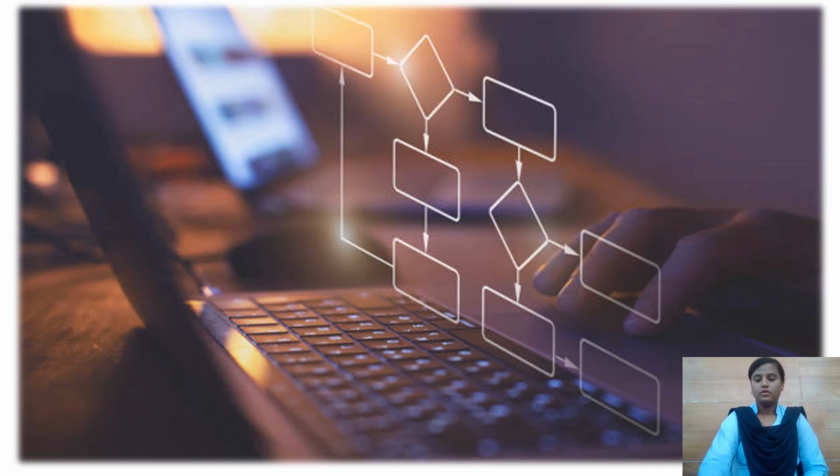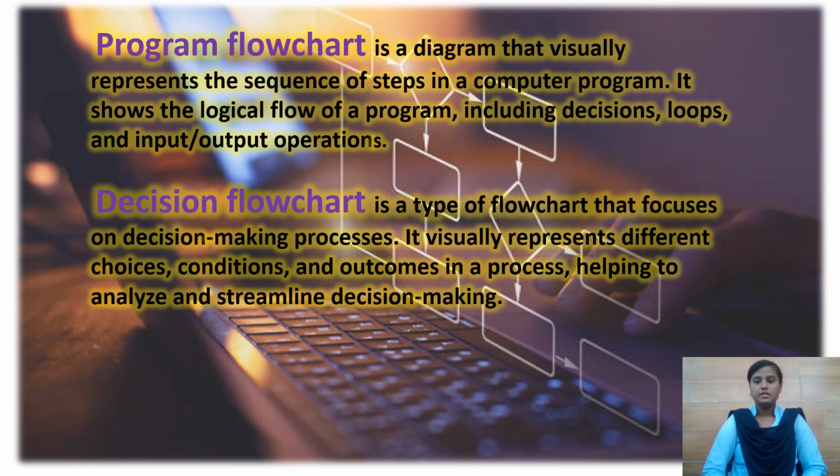The fourth type is a program flowchart. It is a diagram that visually represents the sequence of steps in a computer program. It shows the logic flow of a program, including decisions, loops, and input or output operations. The fifth type is decision flowchart. It focuses on the decision making process. It visually represents different choices, conditions, and outcomes in a process, helping to analyze and streamline decision making.